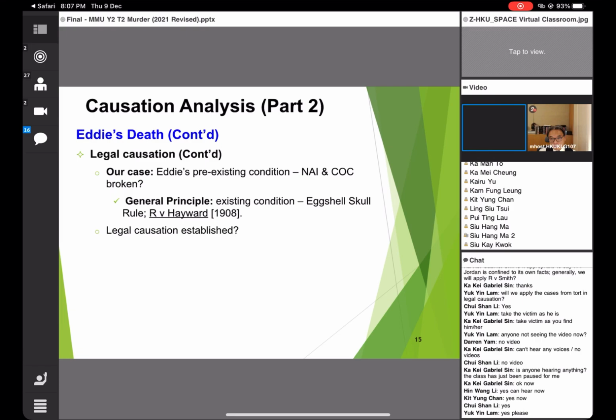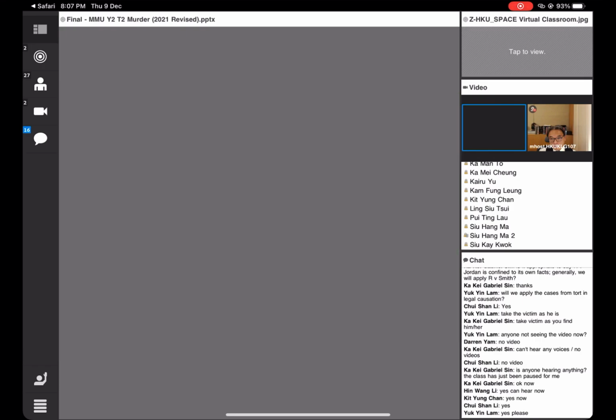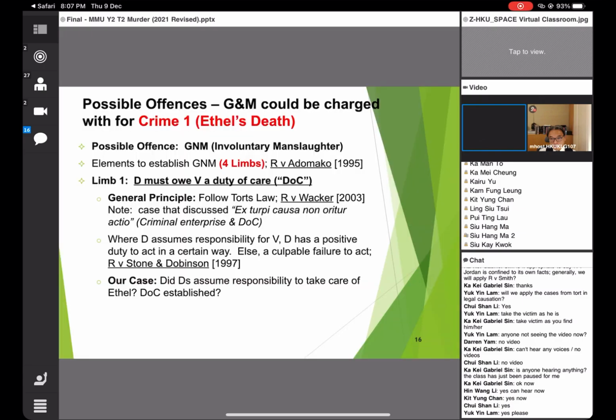Now, let us look at that. Legal causation established, factual causation established. Okay, let's move on. Remember for crime number 1, which is the death of Ethel, George and Mildred would be charged with manslaughter. Okay, the prosecution is going to charge them for manslaughter.